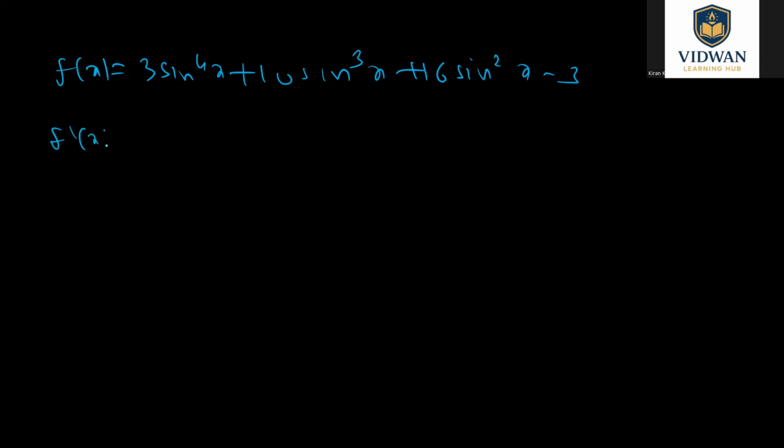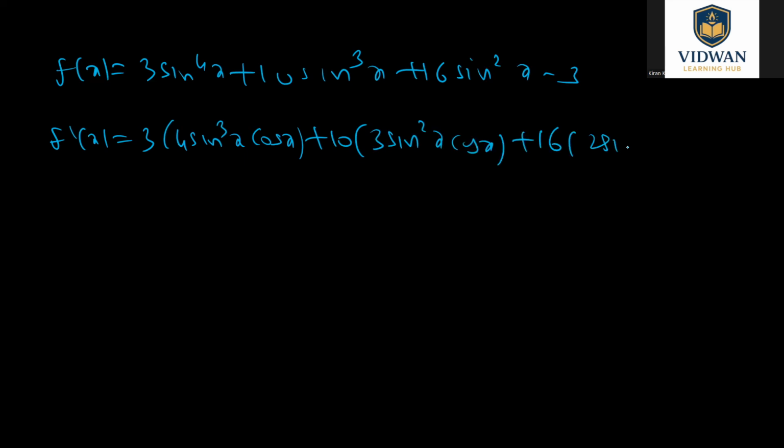So when you actually find f of x, let us write down once. That is 3 sine power 4 plus 10 sine cube plus 6 sine square minus 3. So what will be f dash x? 3 into, this is like x power n. So n x power n minus 1 means 4 sine cube x. Again, sine derivative is cos. Here, again, x power n formula, so 3 sine square x into cos. And here the derivative is 6 into 2 sine x cos x. And for constant derivative is 0.